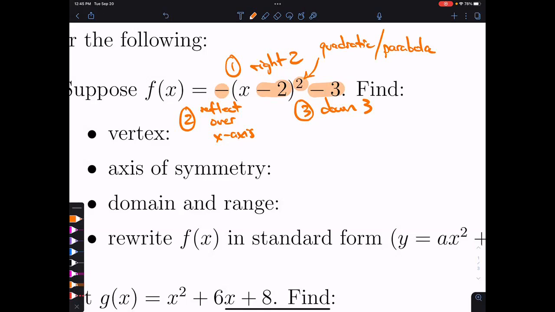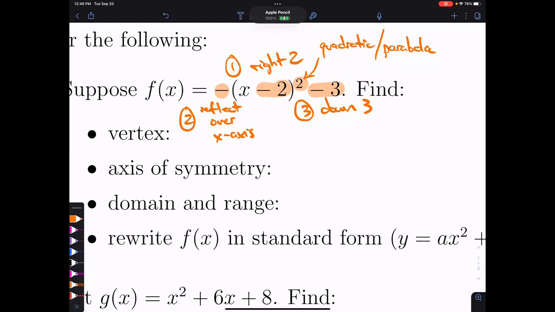Okay, so we've got a quadratic, so the graph's a parabola. Starting with x squared, this is shifted to the right 2, reflected over the x-axis, so it's opening down, and then down 3.